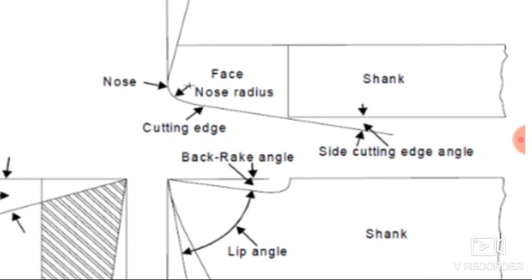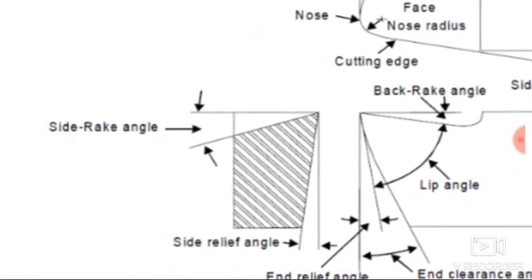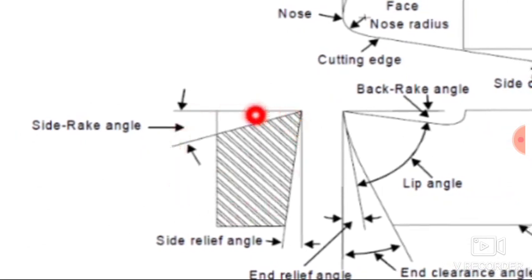It may be a negative rake angle if the face of the cutting tool is inclined upward, and if it is parallel to the base of the cutting tool, then it is known as zero rake angle. Okay, so this is all about your back rake angle. Now the next angle, that is a side rake angle. Here you can see the side rake angle, which is clearly defined with the help of your side view.